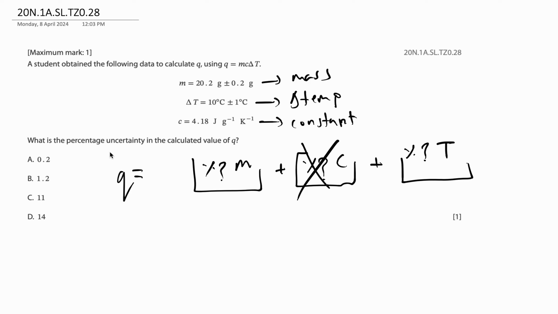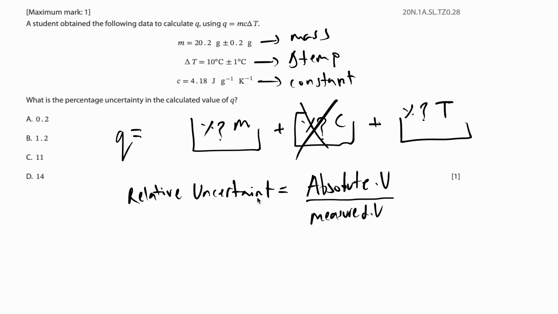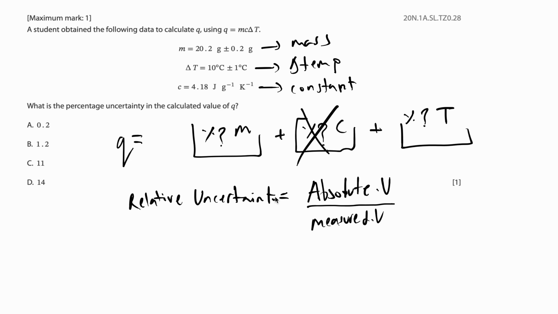Well, relative uncertainty is equal to the absolute uncertainty divided by the measured value. Now, how does this relate to our question? Well, we can find the relative uncertainty for both of these terms, M and T. Why? Because we know the absolute uncertainty for both the mass and the temperature measured.